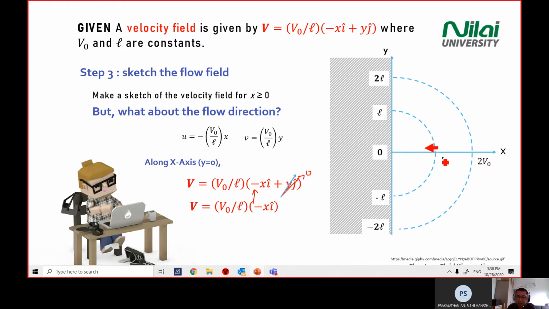This one is for the first one, v0. If you do the calculation, you can do the same for the 2v0 also. So the direction goes inside because the original condition is negative.